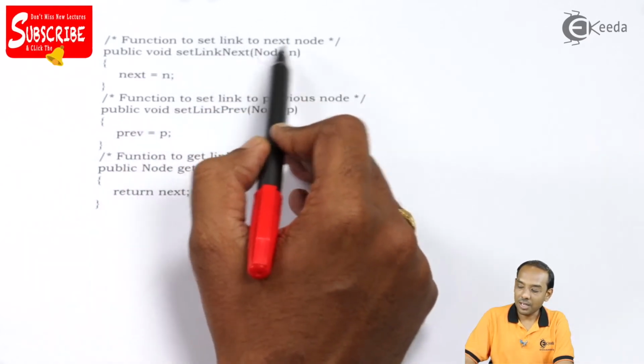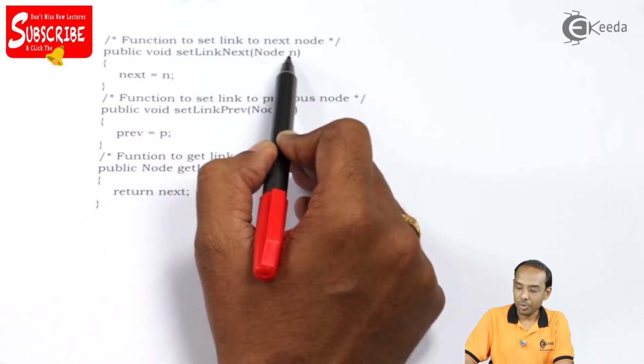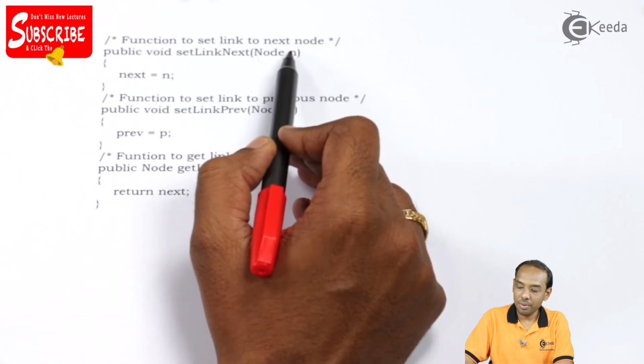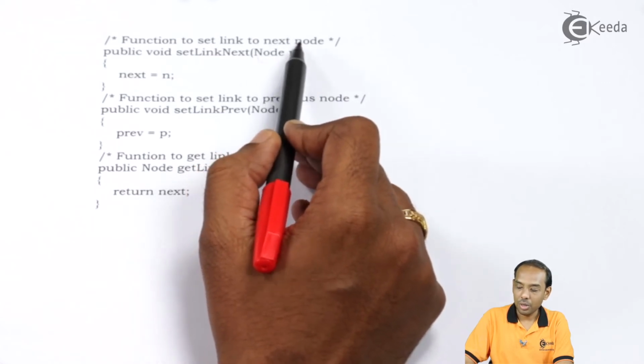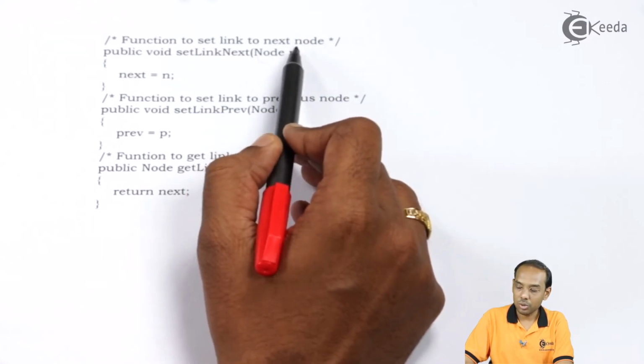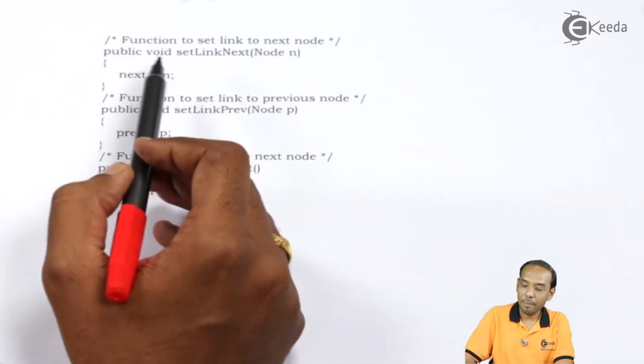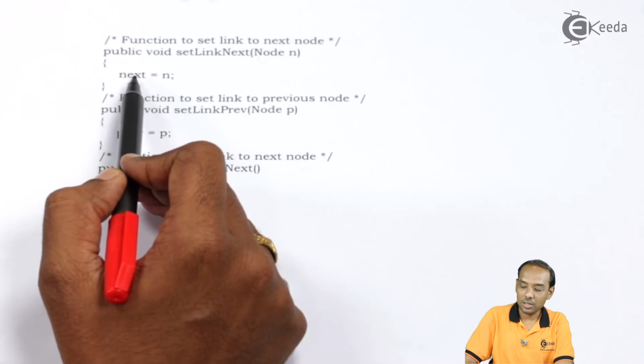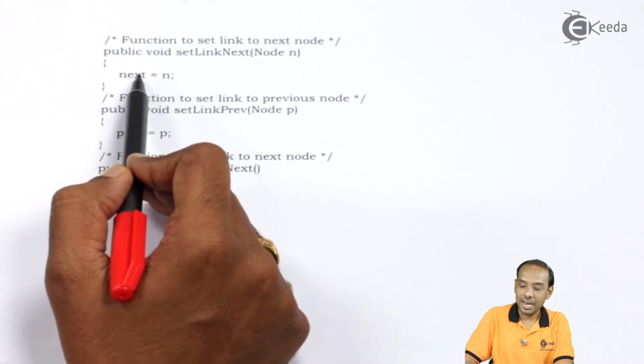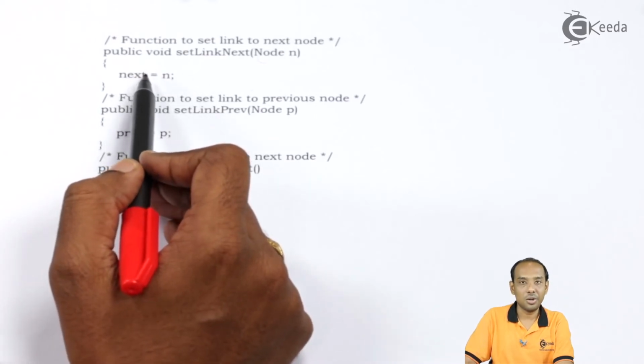Inside that I pass the parameter node n. Okay, as you may be remembering, node n is to get the next value. So n is the reference variable of node class. Okay, I am passing it to which variable now? Next. So next is going to point to the next address of the linked list.